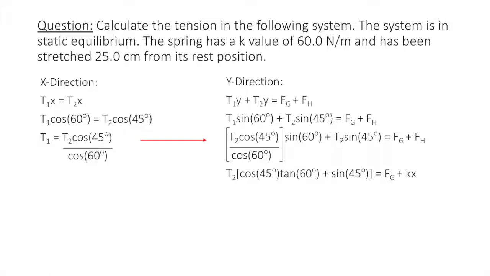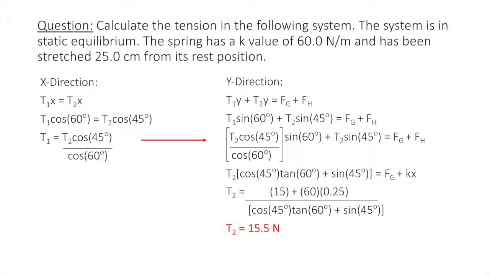Then, just divide both sides by cos 45 multiplied by tan 60 plus sine 45, which is the answer you found earlier. After you do that and calculate everything and plug in everything in, you'll find an answer for T2 should be 15.5 newtons. The last step in solving this question then is to plug T2 back in the x direction equation to get T1. Your final answer for T1 should be 21.9 newtons.